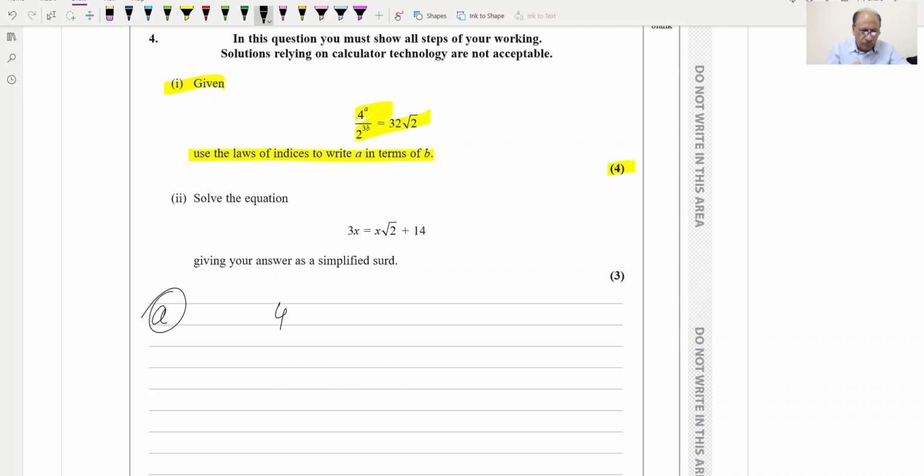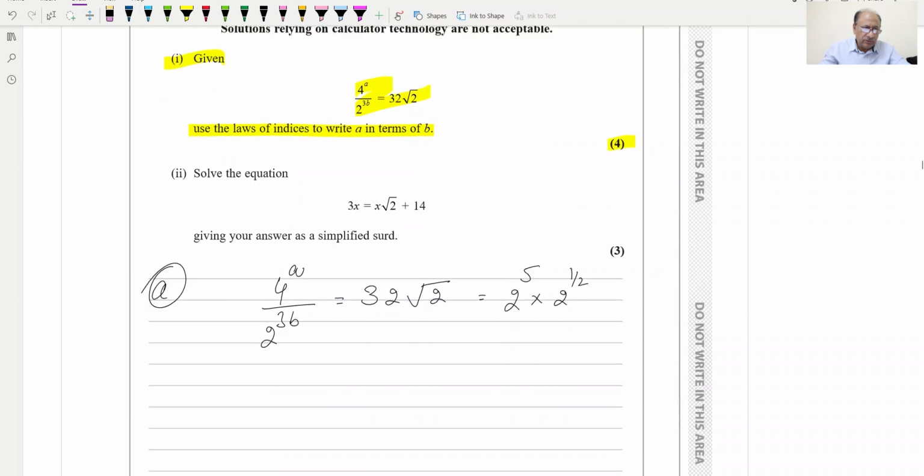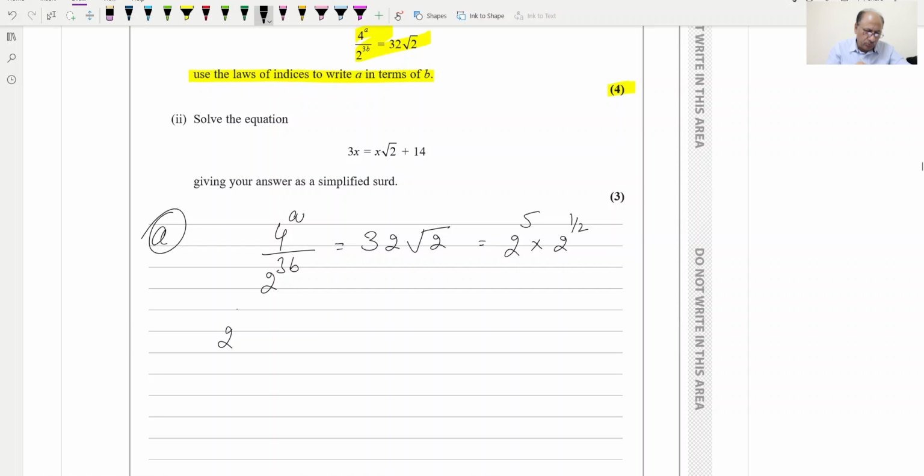So 4 raised to the power A over 2 raised to the power 3b is equal to 32 root 2. And 32 root 2 we can write as 2 raised to the power 5 into root 2, and we can write root 2 as 2 raised to the power 1 by 2. So this side also we can reshape. 4 we can write as 2 raised to the power 2a, and this one we can move to the numerator, so it will be 2 raised to the power 2a minus 3b, and this is equal to 2 raised to the power 5 plus 1 by 2.